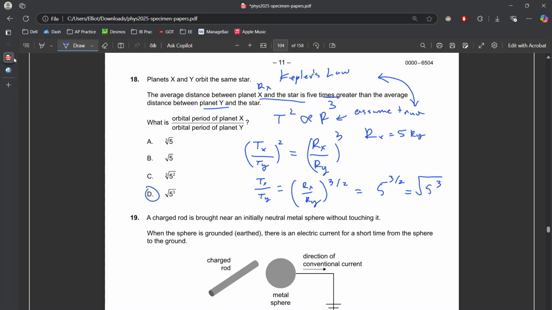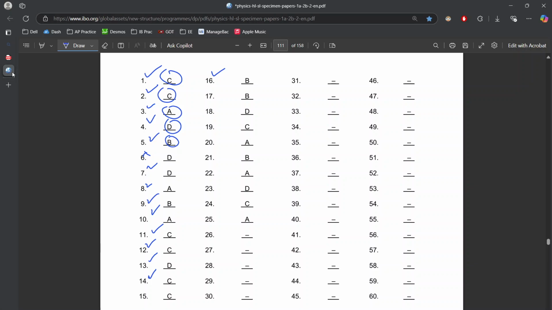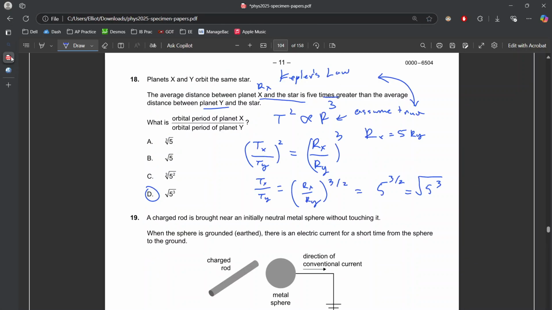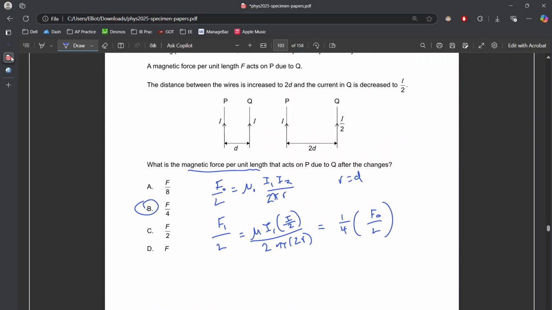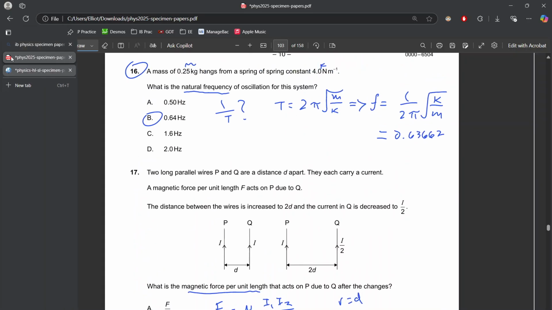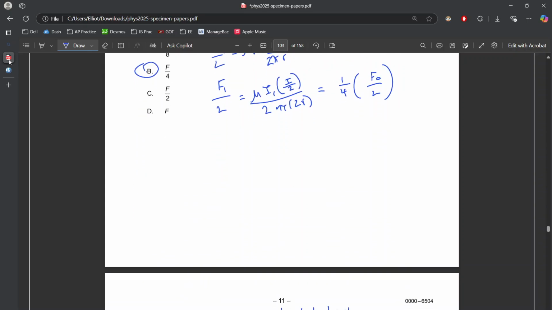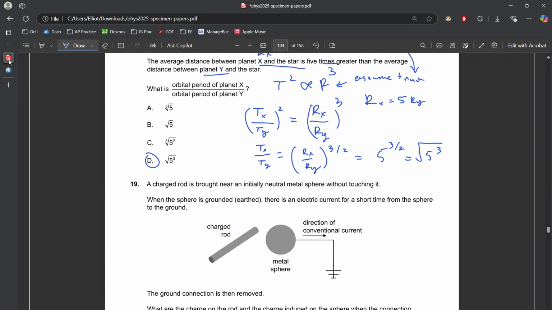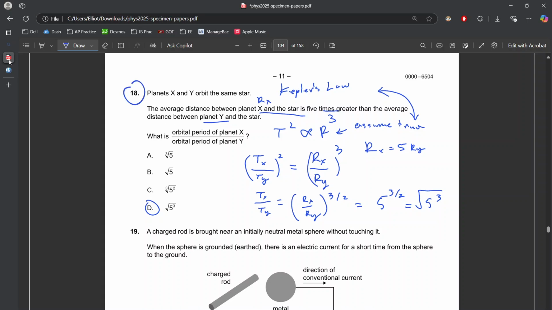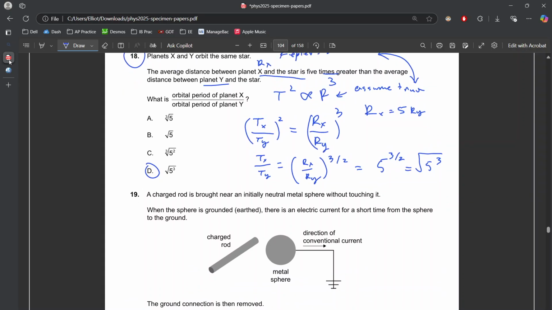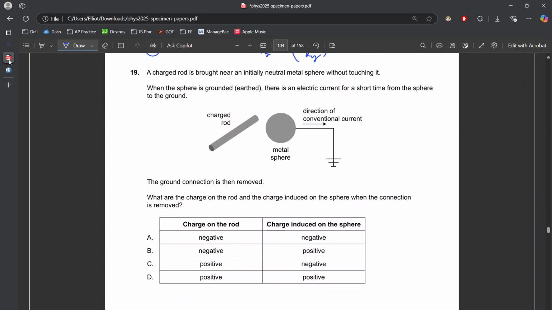So D, let's see if I got it wrong. Oh, was 17 the last one I did? Okay, sorry. So 16 is B, I did not get that one right. 17 is B, and then 18 is D, which I think is what I just saw. Yeah. Okay. You can prove this using circular motion. I might come back to it later, but for now I'm going to keep going.